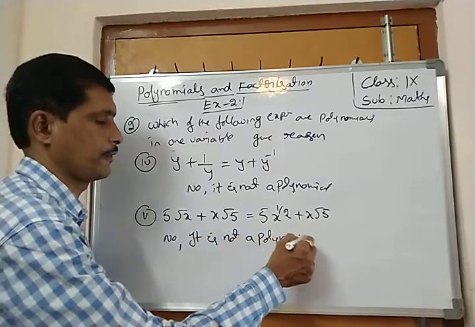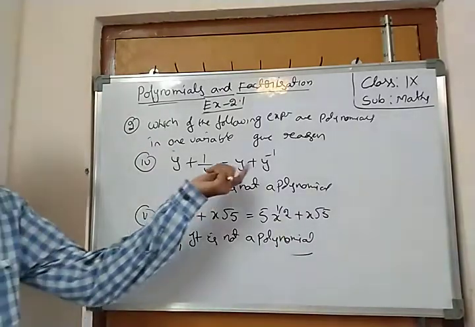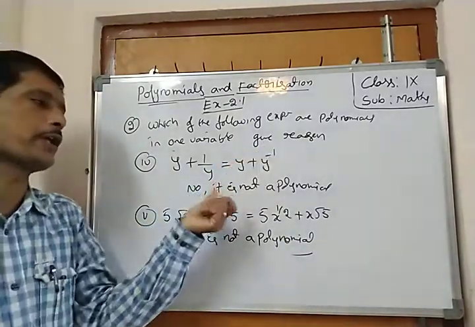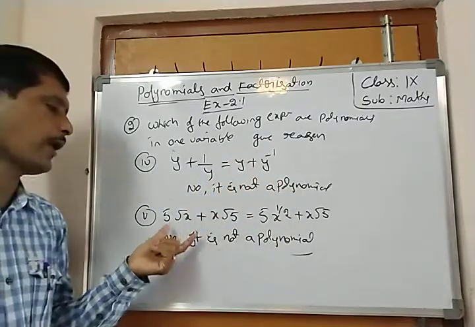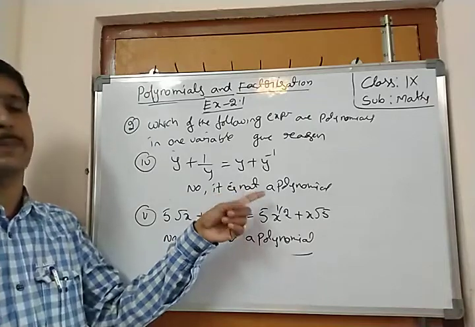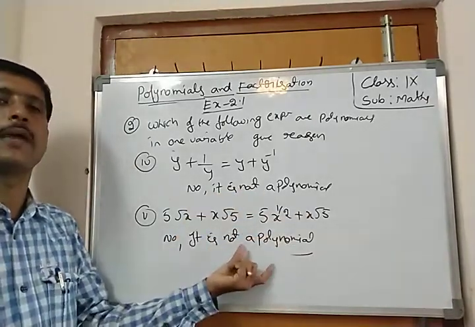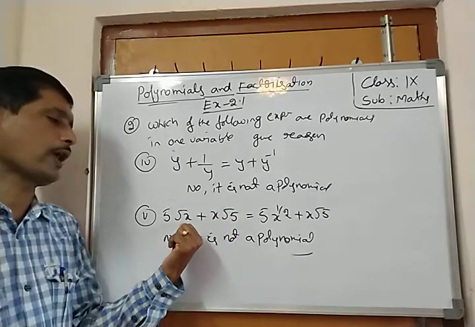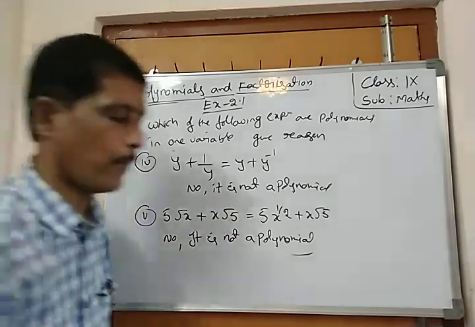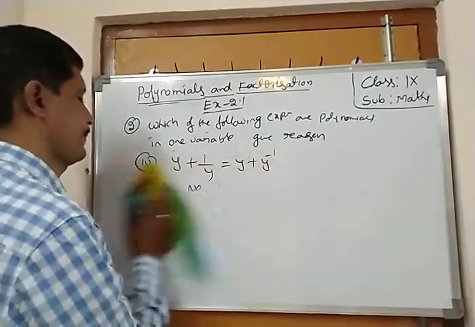Here, y plus 1 by y, therefore y plus y power minus 1. No, it is not a polynomial. 5 root x plus x root 5, here 5 into x power 1 by 2 plus x into root 5. No, it is not a polynomial. Why? Here root x is there, therefore it is not a polynomial. Okay. Next question, third one.